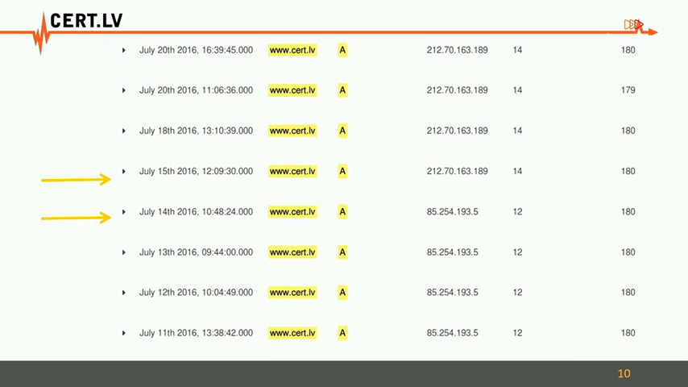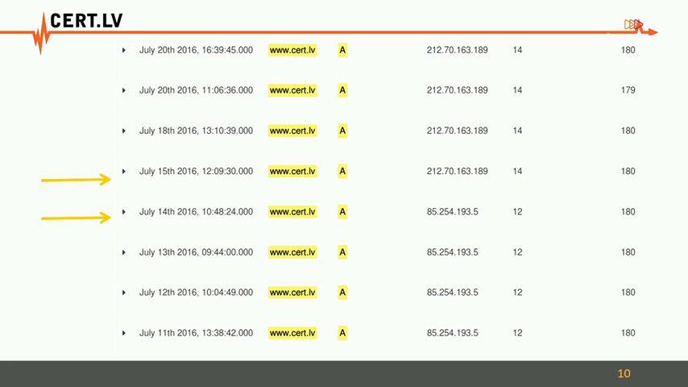And this is an example of a passive DNS journal, also straight from the Raspberry Pi running Bro. This example is with the CERT.LV domain, and here you can see from the passive DNS information that on July 14th, we had our domain pointing to an IP address located in the Institute of Mathematics and Computer Science, University of Latvia, and on July 15, 2016, it has changed.